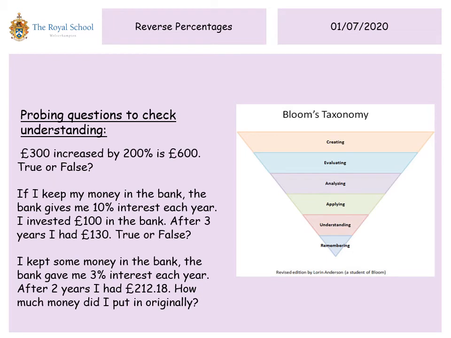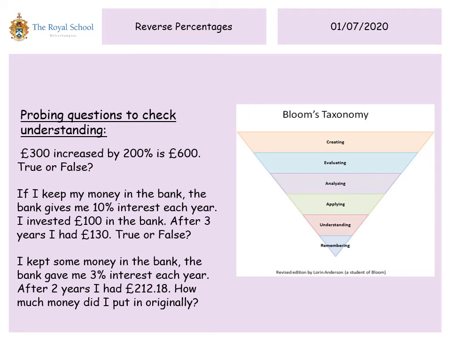So answers then. The first question, this is false. 300 increased by 200% is 600. That's going to be false. If you increase something by 200%, you'd actually have 300% of the original amount, the original and twice the amount on that. So we'd actually have 900 in that case.